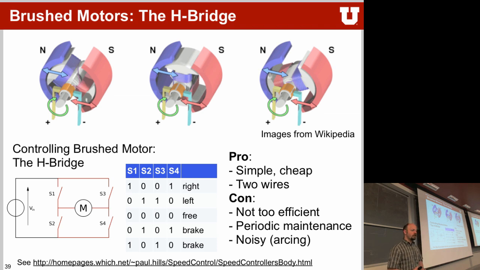If you use brushed motors in your embedded systems, you have to be really careful and filter the signals, because the noise generated by the arcing that can happen between the brushes will feed back into your power supply and your microcontroller, and that can be very problematic. So you have to have a decent amount of filtering for that.